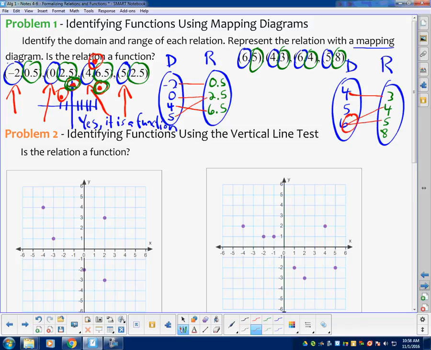There's the key right there. I have 2 branches coming from the same first coordinate. That makes it not a function. And then finally 5 goes to 8.